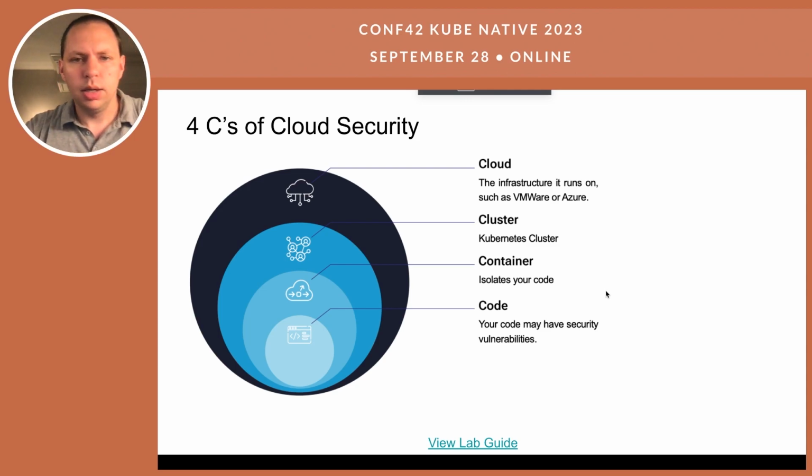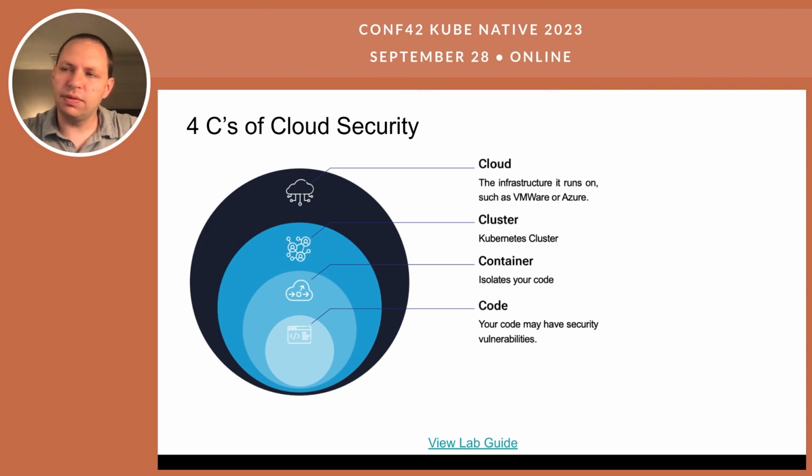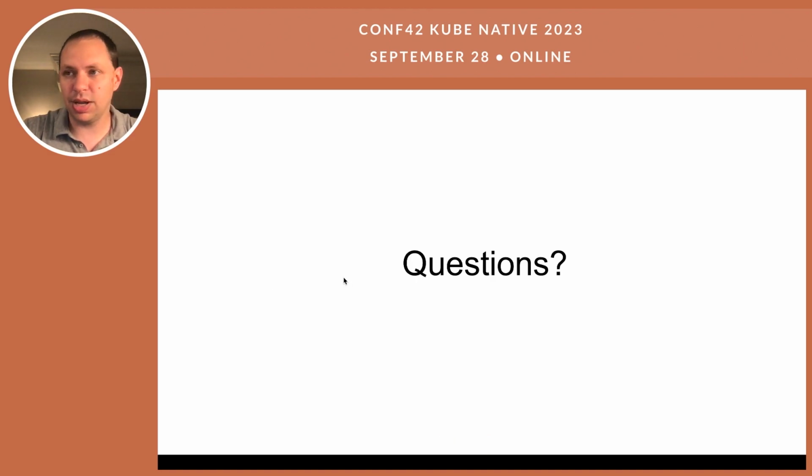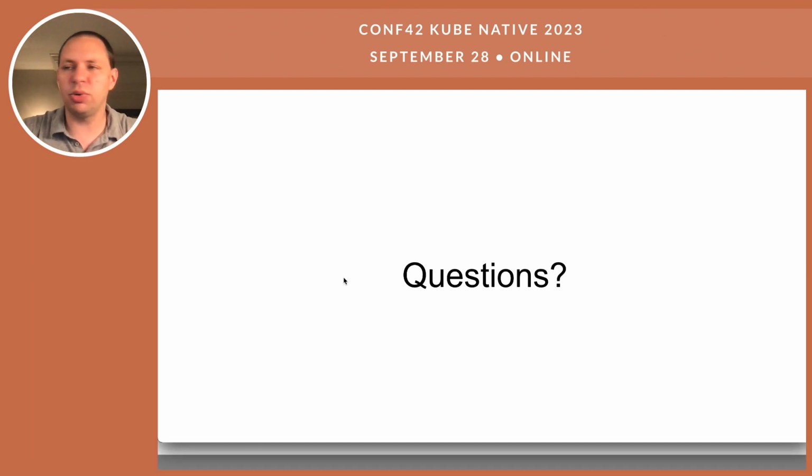All right. Summary. So we talked about the 4 C's of cloud security: cloud, cluster, container, and code. We talked about different tools you can use, such as VPNs and firewalls to limit access to the Kubernetes API, kube-bench, kube-hunter, role-based access control, OPA Gatekeeper, kubesec, Trivy, and Project Falco. We wrapped it all up in a really neat M9sweeper demo.